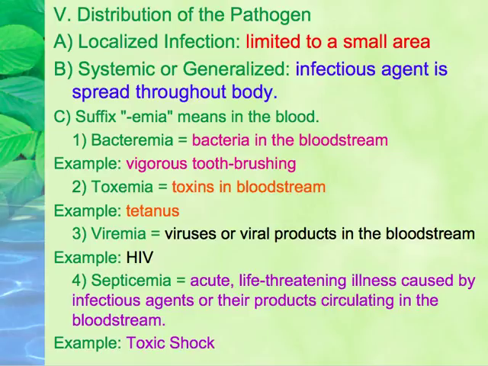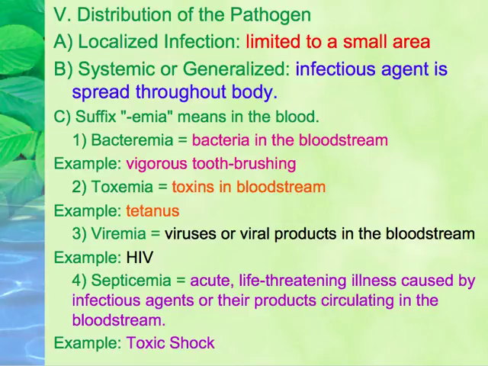So when we look at the pathogen itself, okay, there's going to be lots of different characteristics about the actual pathogen that we can study in terms of how it infects a host. So first, it could cause what's known as a localized infection. This is where it's limited to a small area. Then we can say it's either systemic or it's generalized, okay?